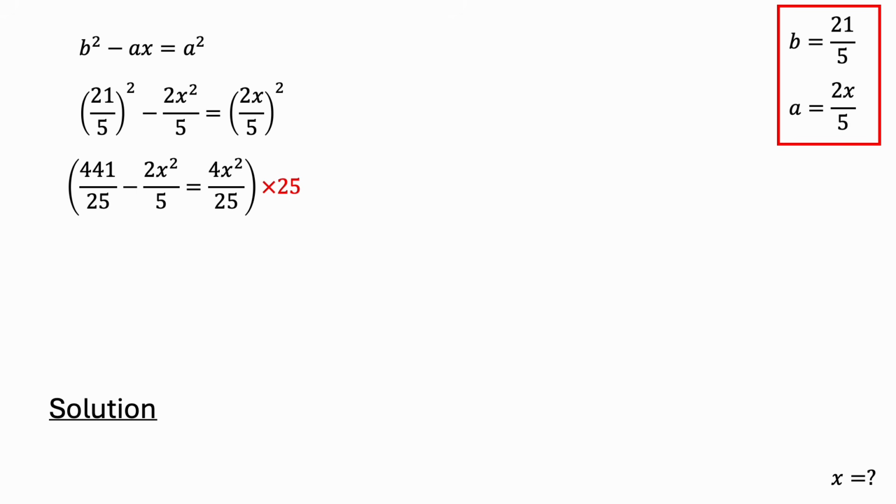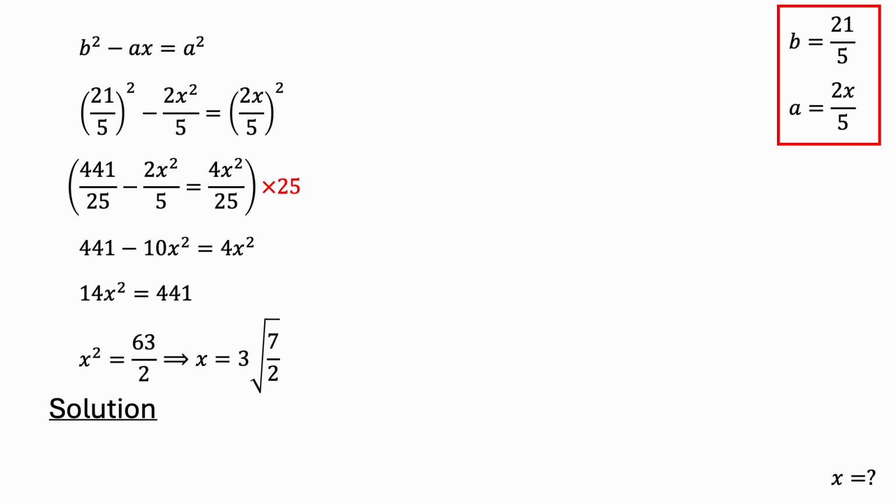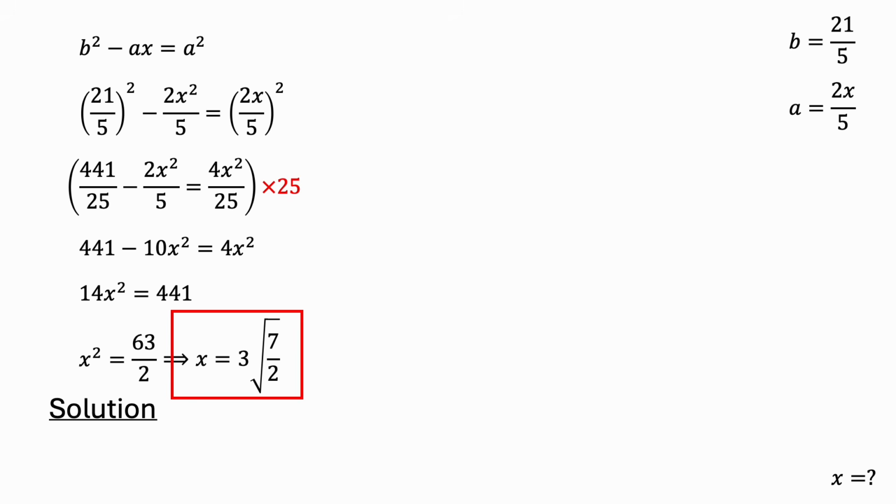Multiplying both sides by 25 gives 441 minus 10x squared equals 4x squared. So 14x squared equals 441. Dividing both sides by 14 gives x squared equals 63 over 2. Taking the square root, we have x equals 3 square root 7 over 2, which is the answer.